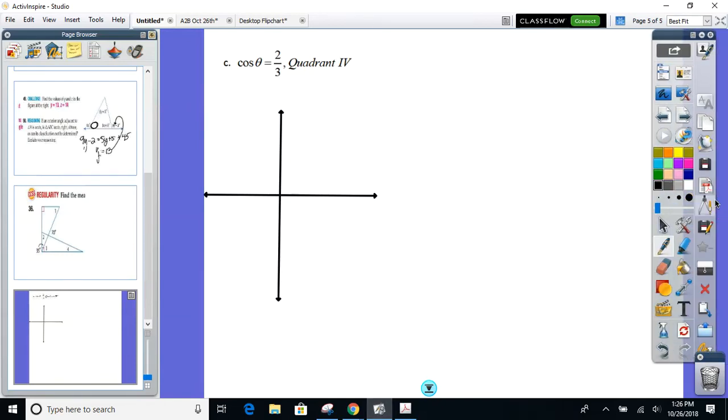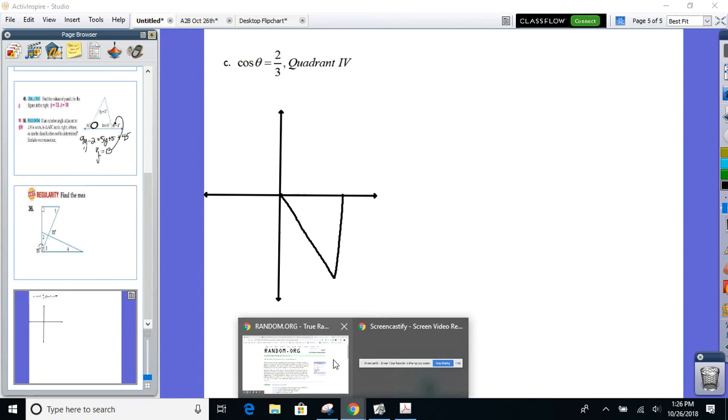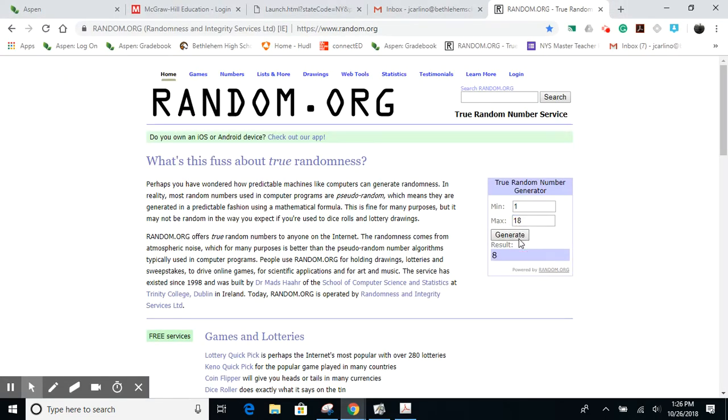Okay, so last night's assignment, problem number 5. Here is the triangle that you should have drawn in quadrant 4. Last problem of the assignment last night, number 7C. Where did you put the 2 and the 3 from the cosine?